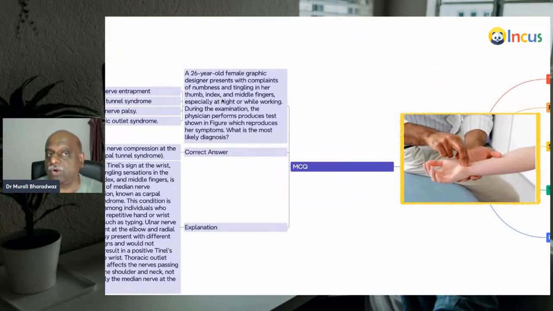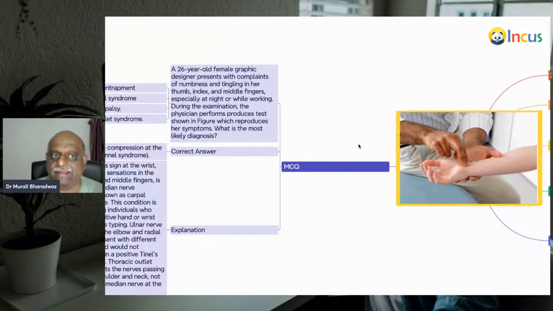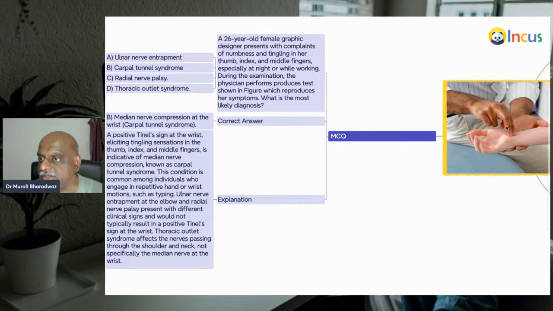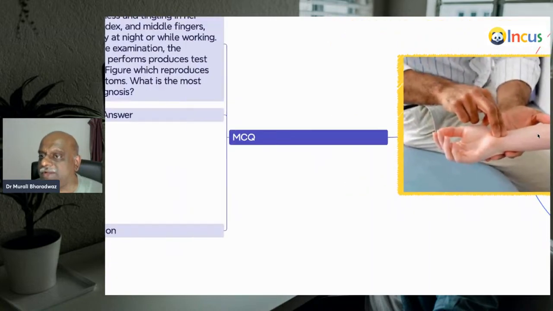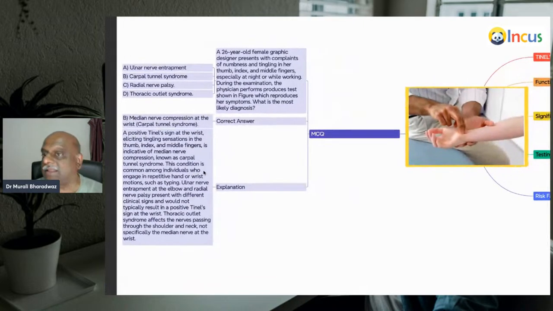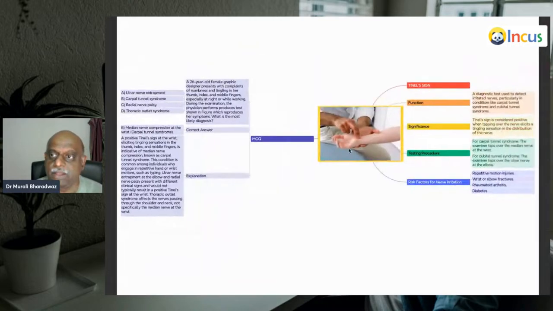A 26-year-old graphic designer has a problem of numbness and tingling. So what is this called? This is called eliciting a positive Tinel sign, which is indicative of median nerve compression, because the tingling sensation is occurring when eliciting Tinel at the thumb, index and the middle fingers, is what you need to remember.